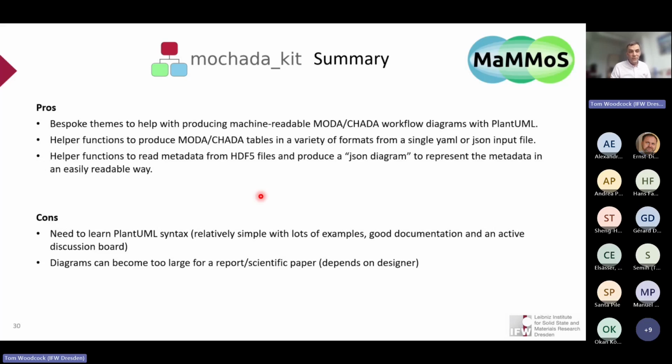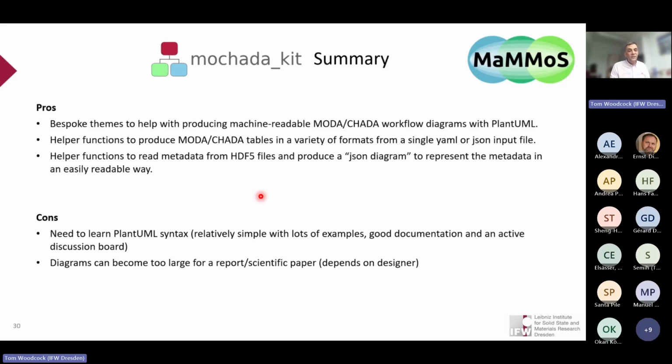We've got other helper functions which can help you to read data from HDF5 files and produce these JSON diagrams to show people what's important about the metadata in an easily readable way. So compared to doing all this by hand, I think you can save a lot of time, and I think the diagrams also look very good.